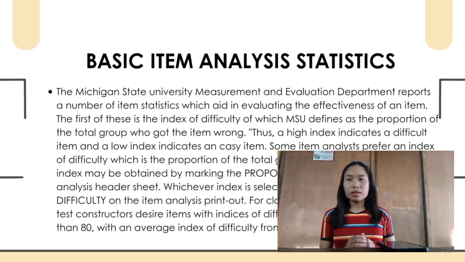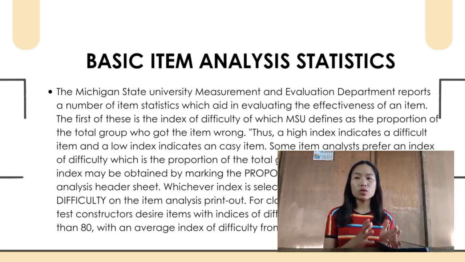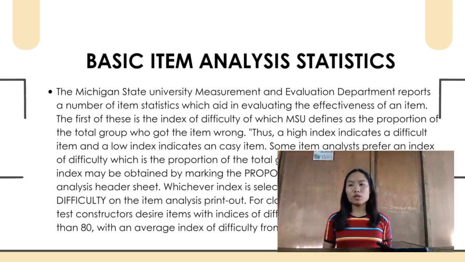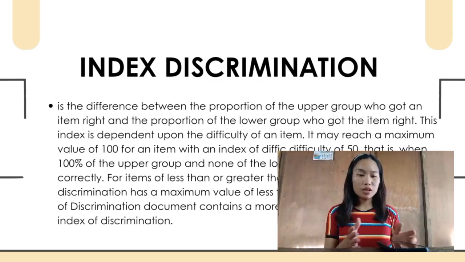measures the proportion of students who answered the questions correctly. It is computed by dividing the number of students who answered correctly by the total number of students. So now let's proceed to the index of discrimination.